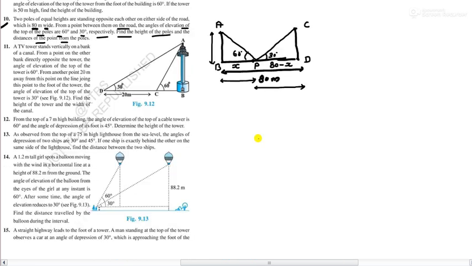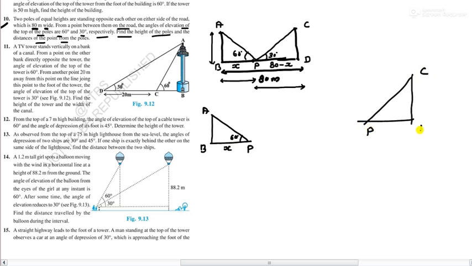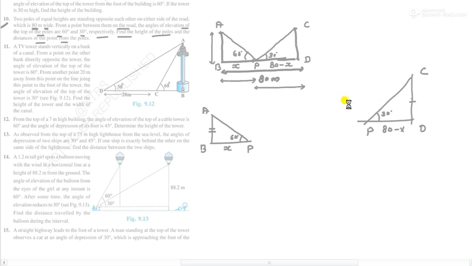So using this condition, we'll get the two figures here. Let me name this ABP. Here the angle is 60. This is X. And now the second figure will be something like this. This is P, C, D. And this is 80 minus X. This side we have 30 degrees. But one thing is given, that AB is equal to CD, right?